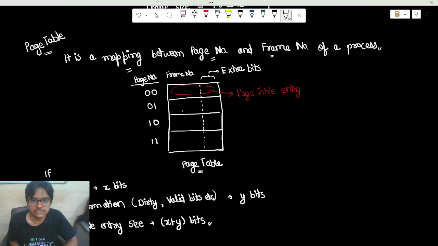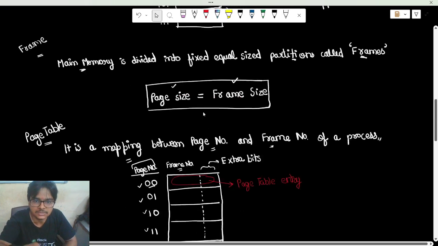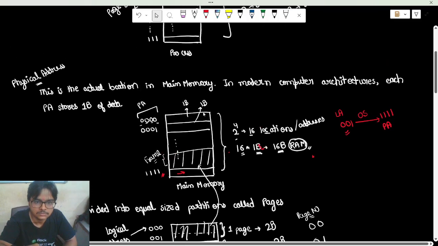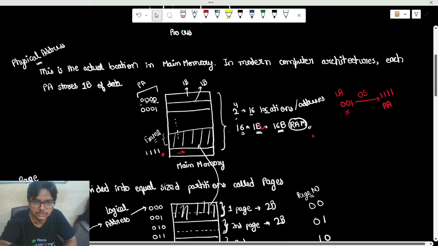So which page is stored in which frame? Here your page numbers 00, 01, 10 and 11 are stored in which frame? Some bits are used to store the frame number. As you can see, for the page number 2 bits are used. Similarly, you can see 1, 2, 3, 4 bits are used to represent a physical address.